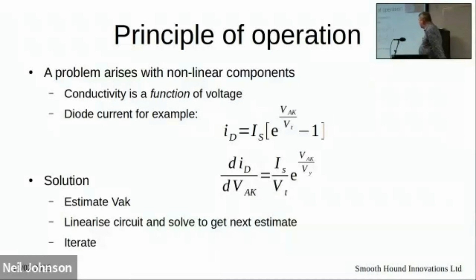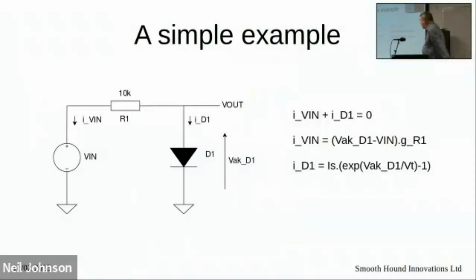The solution is to start off with an estimate of the nonlinear control nodes that you're working with, linearize at that estimate, solve for the linear version of the circuit, and take the solution to that as your next best estimate and iterate. To work through a simple example, if we have a resistor driving a diode, we can set up the circuit equations quite simply. I_Vin plus I_D1 obviously equals 0. The current in the diode is also equal to I_Vin, and the diode current we have there, again, is the exponential diode current.